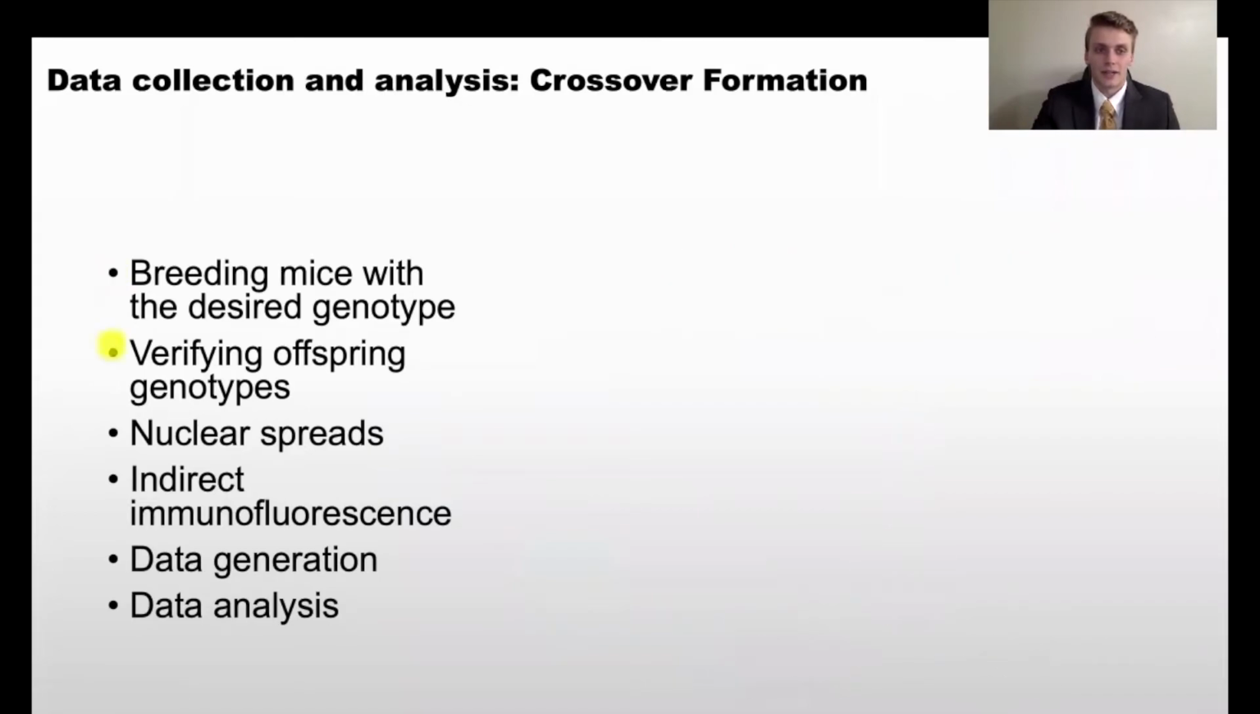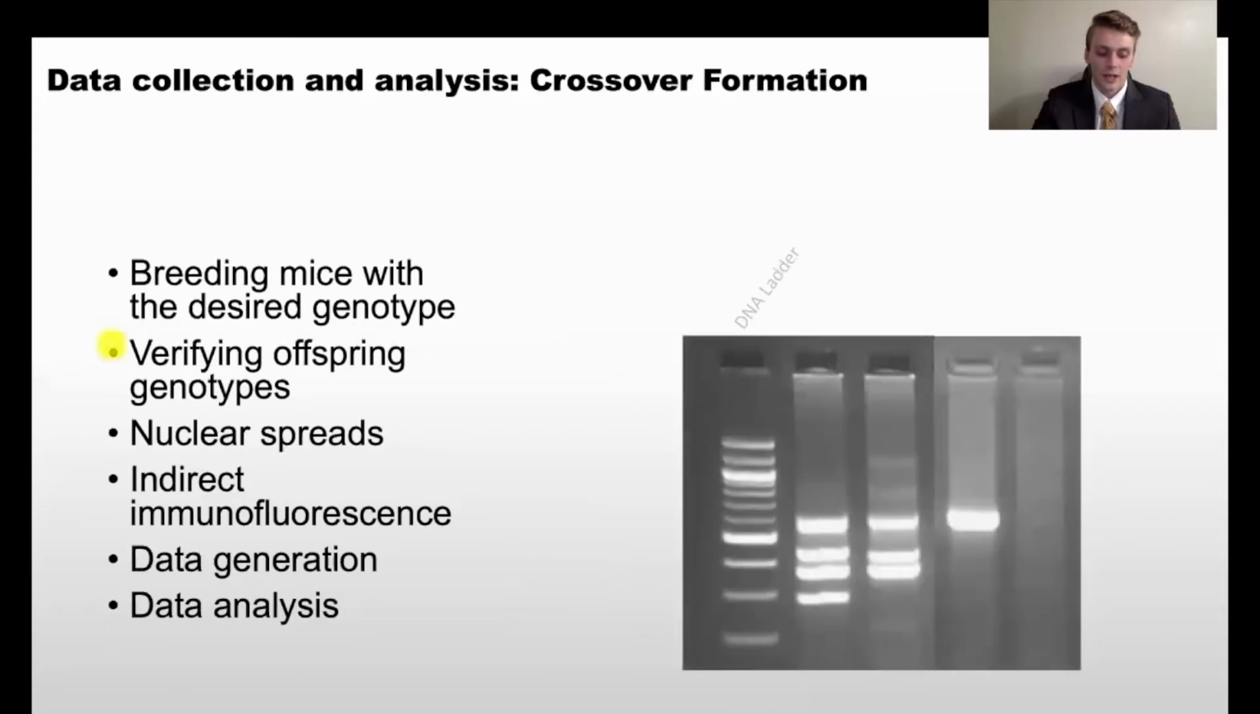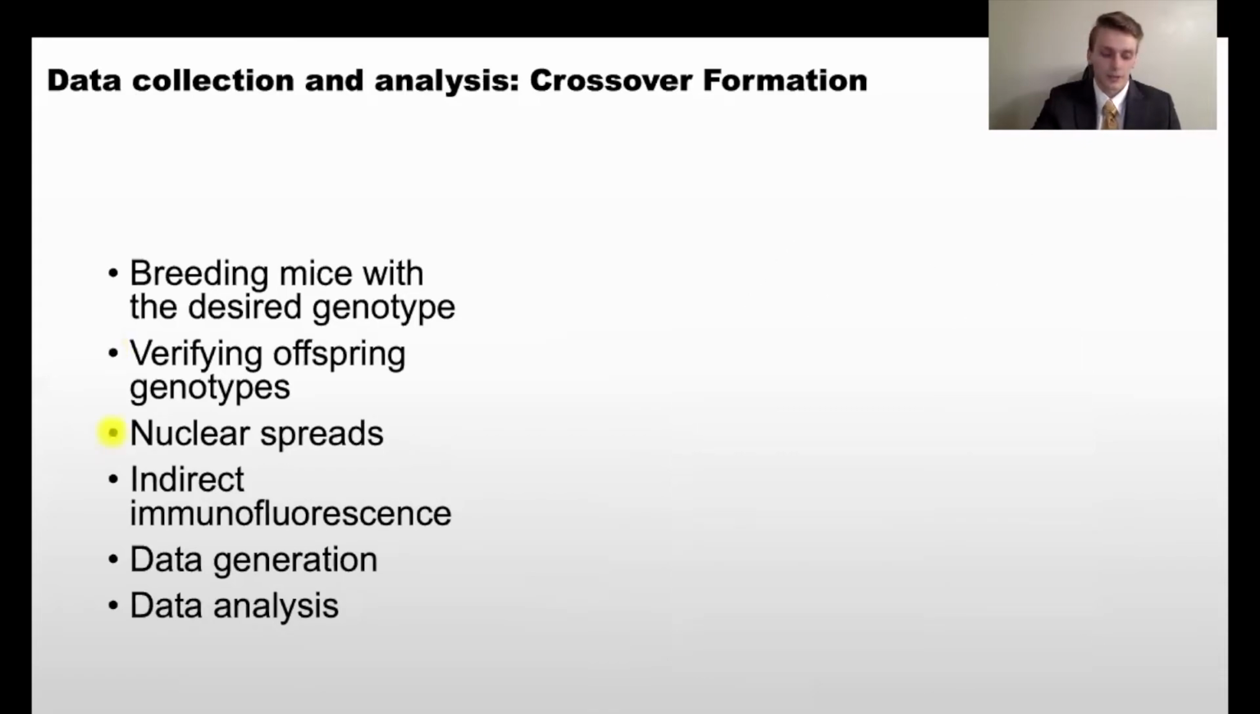Next, we had to verify the offspring genotypes. Using PCR, or polymerase chain reactions, the genotypes of the litters from the arranged mating pairs were determined to choose viable candidates for further research. Next, we spread out the nucleus on microscope slides to be further stained and visualized.